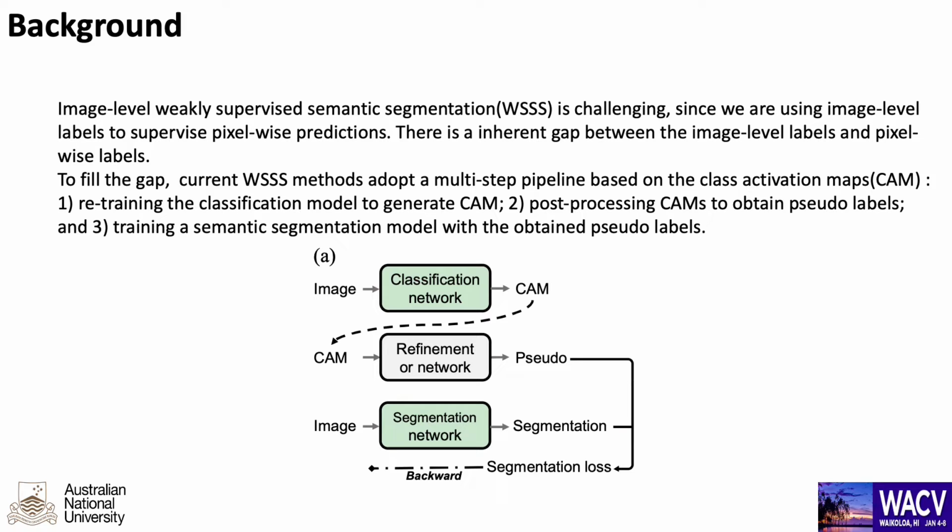To fill this gap, current weakly supervised semantic segmentation methods adopt a multi-step pipeline based on class activation maps. First, they retrain the classification model to generate CAMs. Second, they post-process the CAMs to obtain pseudo-labels. And finally, they train a semantic segmentation model with the obtained pseudo-labels. So the quality of the CAMs is very important.